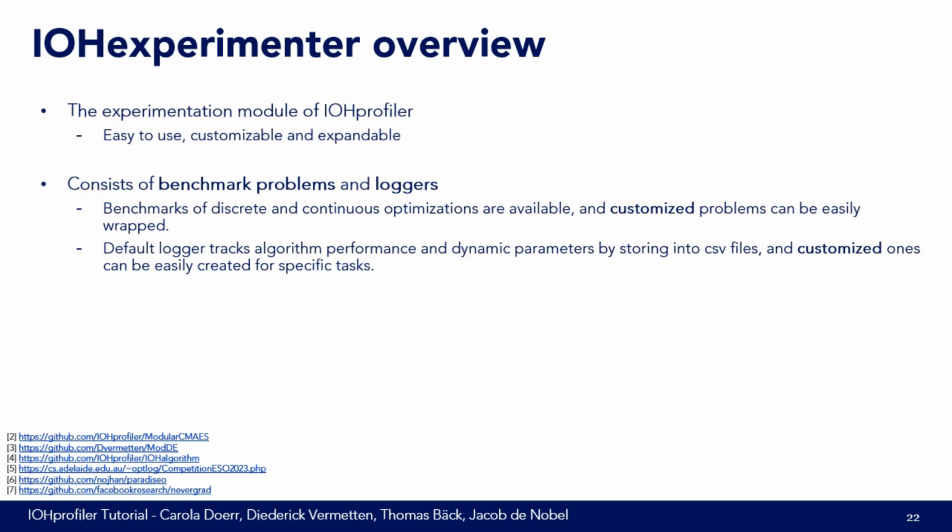So we have default settings for this. Logging can track performance and also dynamic parameters, storing them into files that are directly compatible with IOH Analyzer. It also can be modified to create customized CSVs for any specific task that you are interested in. And you don't necessarily have to use the benchmark problems that are integrated. You can also just use the logging in isolation and attach it to any kind of benchmark problem that you're interested in analyzing.